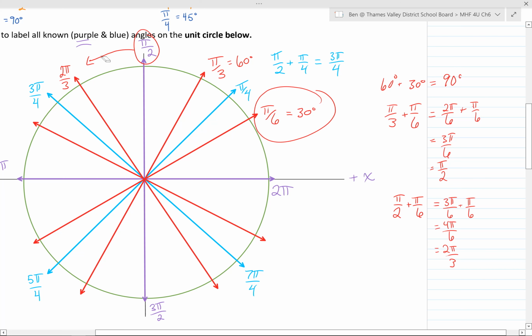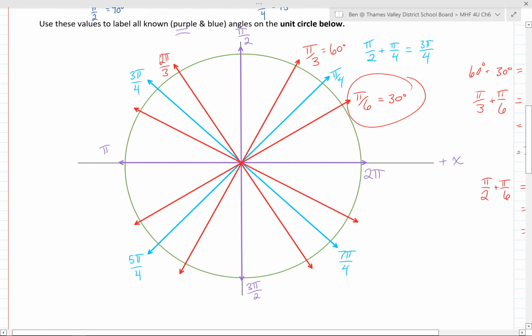And I can keep right on going. And folks, what I encourage you to do is keep right on going on your own. I'll encourage you to pause the video here and try to fill in the rest of these red angles in radians. Unpause it to check your final work, and let's see how you did.